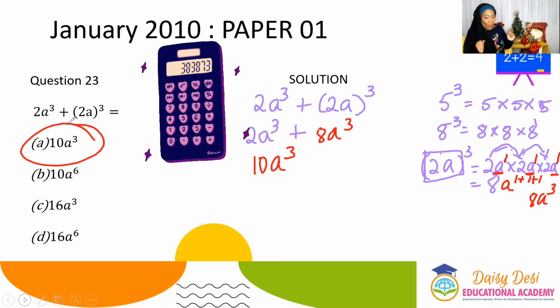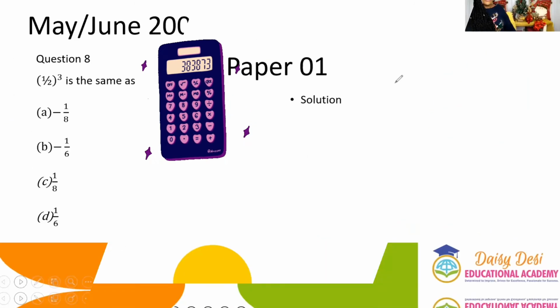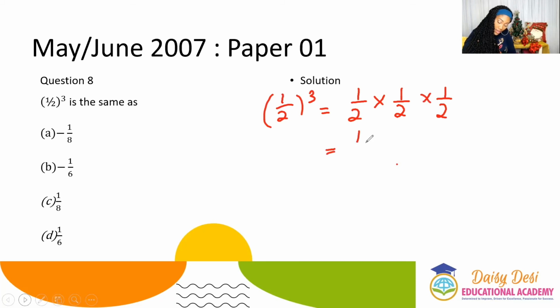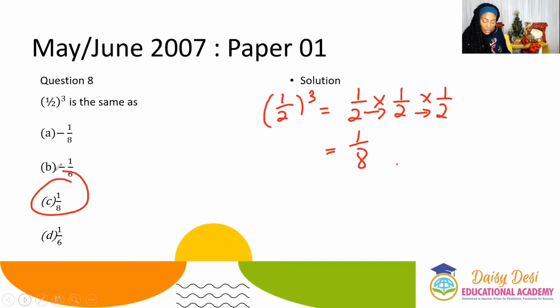Moving on. Okay, 2007, question 8. We have a half all cubed, which means you're multiplying a half by itself 3 times. A half multiplied by itself 3 times. Alright, so that's a half. 2 2s are 4, 4 2s are 8, 1 over 8. Now of course the numerator remained 1 because 1 multiplied by 1 multiplied by 1 is 1, right?